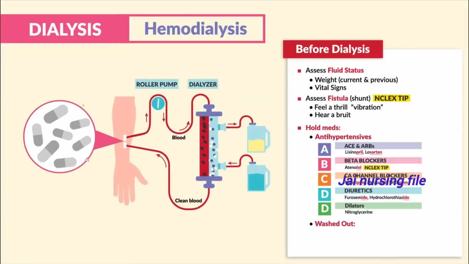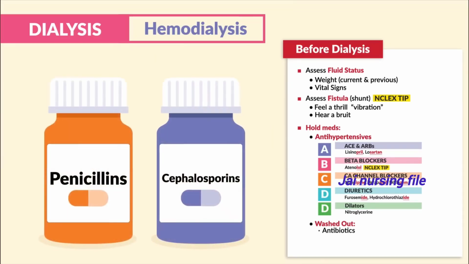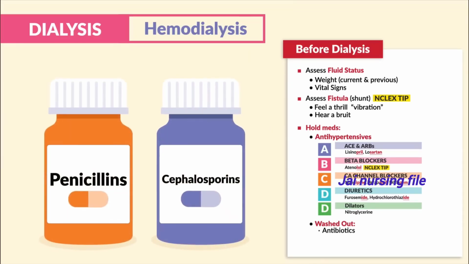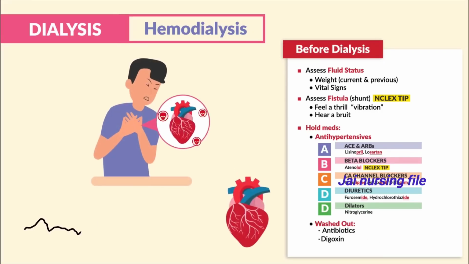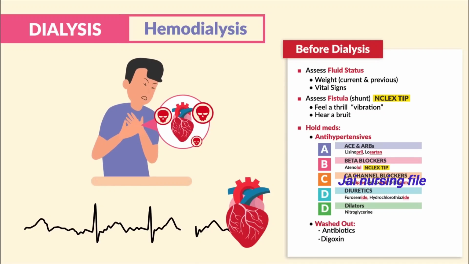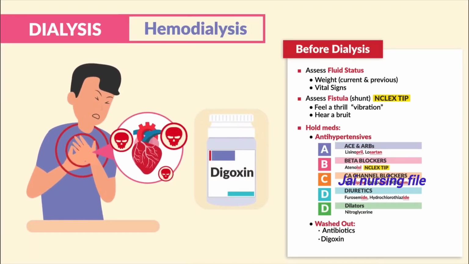Now lastly, in terms of washed out, certain medications are dialyzed out of the body, making them ineffective. So antibiotics like cillins and cephs, penicillin and cephalosporins, as well as digoxin, that cardiac glycoside, which gives a deeper contraction in heart failure and AFib patients. So just think digoxin for digoxin.